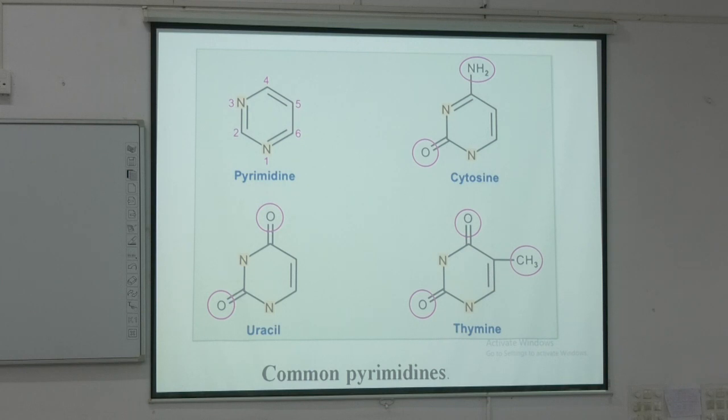This is your pyrimidine ring. Okay, cytosine. Now you tell, what is the structure? What is the chemical name of cytosine? You see and tell. At what position is the oxo group there? 2. So 2-oxo, 4-amino, pyrimidine. Uracil: 2,4-dioxo, pyrimidine. Thymine: 2,4-dioxo, 5-methyl, pyrimidine.